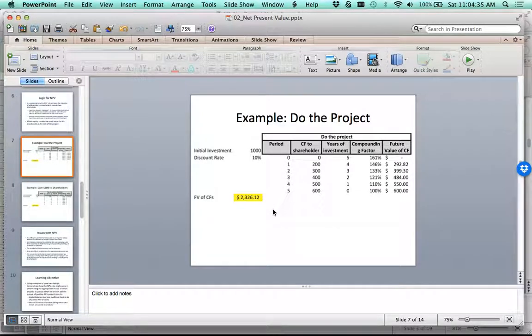If we summed all that up and asked what's the future value at the end of year 5 that the investor would wind up with from doing the project, the answer is they would wind up with $2,326.12. So that's what the value to the shareholders is if, instead of paying them out a dividend of $1,000 today, we invest that $1,000 and pay them out the dividends in the form of cash flows each period going forward.